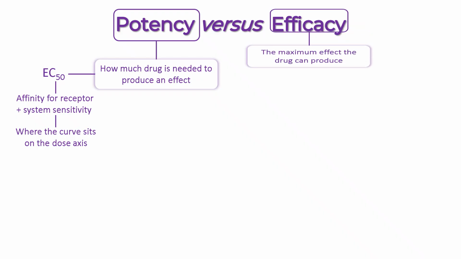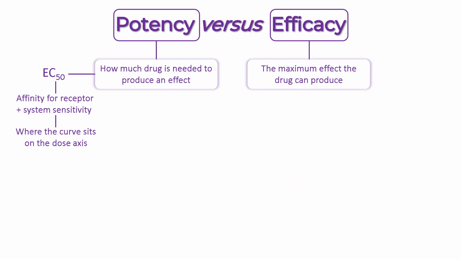Efficacy tells us how much effect is possible. It's reflected by the Emax, the maximum effect. Emax depends on how well a ligand stabilizes the active state of the receptor, and it determines how high the curve goes.